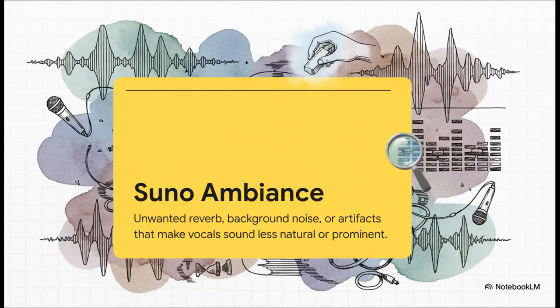What you're hearing actually has a name. Let's call it Suno ambience. You know what I'm talking about. It's that weird digital sheen over everything, that subtle but always there background noise, or those little artifacts that just don't sound real. It can make vocals feel washed out and the whole mix just a little bit muddy. Learning how to control this is the key to leveling up.